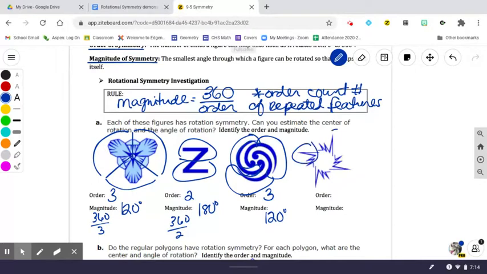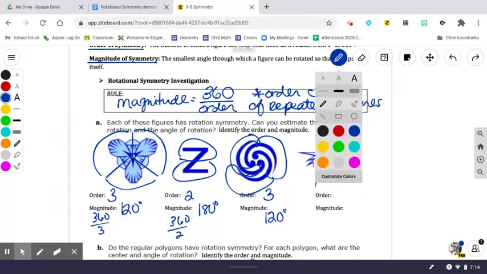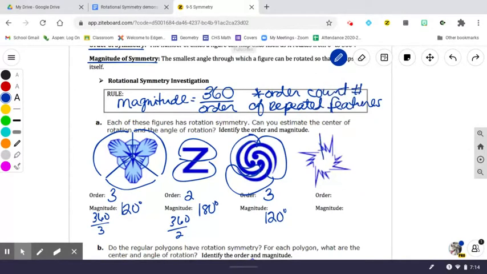This one has magnitude of 1, 2, 3, 4. This kind of ninja star looking thing. You can split it into 4 repeated patterns. So each corner is one of them. So the order is 4. 360 divided by 4 is 90. So that's with just random shapes.